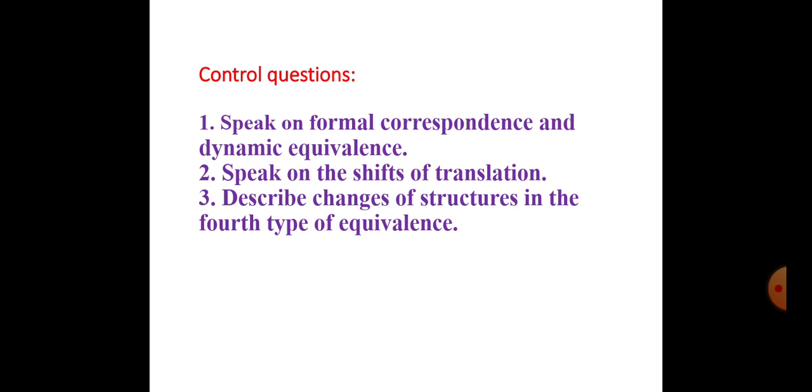Now, dear students, you are given control questions. First, speak on formal correspondence and dynamic equivalence. Explain their difference in a detailed way. Second, speak on the shifts of translation. And third, describe changes of structures in the fourth type of equivalence, and give examples, please.